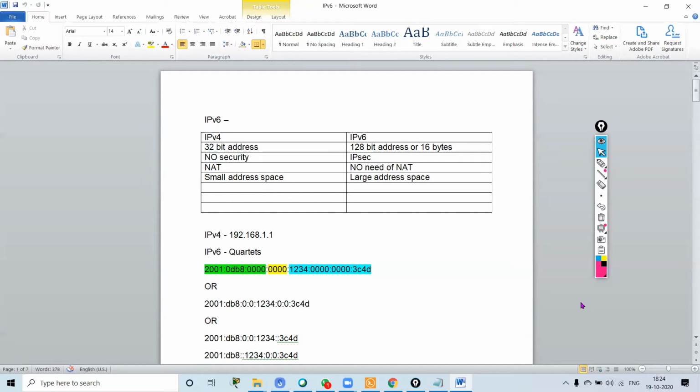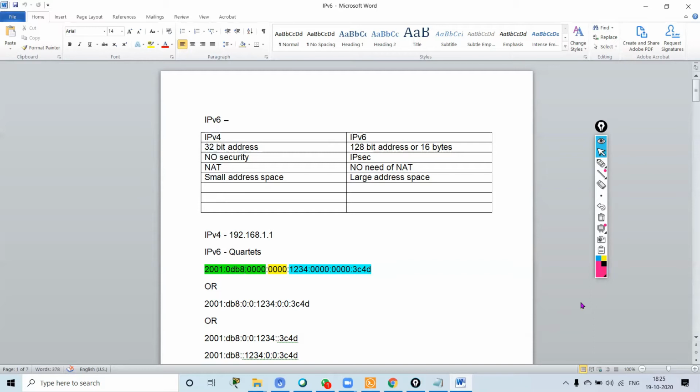Now, this is the format of IP version 4. This is how we write IP version 4. Each of these sections separated by dots is known as an octet. IP version 6 is written in this format, and each of the sections separated by colons is known as a quartet. IP version 6 quartets. Okay.